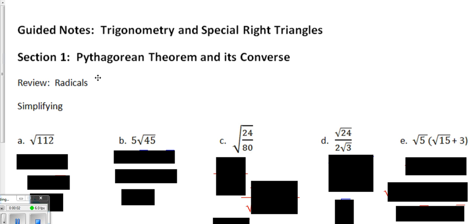All right, now we're looking at section 1 of our trigonometry and special right triangles unit. Our section 1 is all about the Pythagorean theorem and its converse. And we're going to start off by reviewing some of our concepts from radicals.